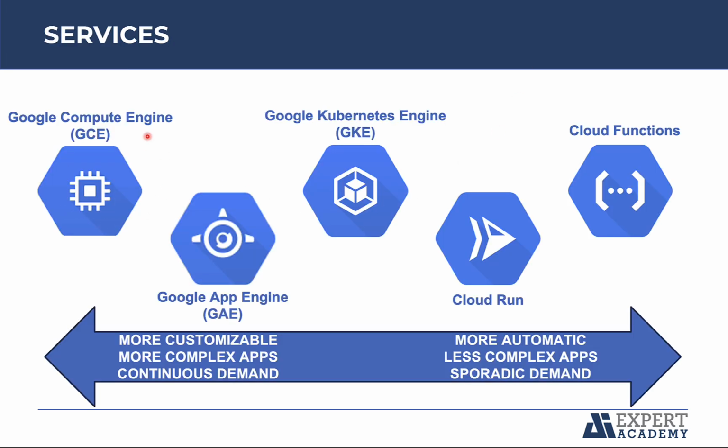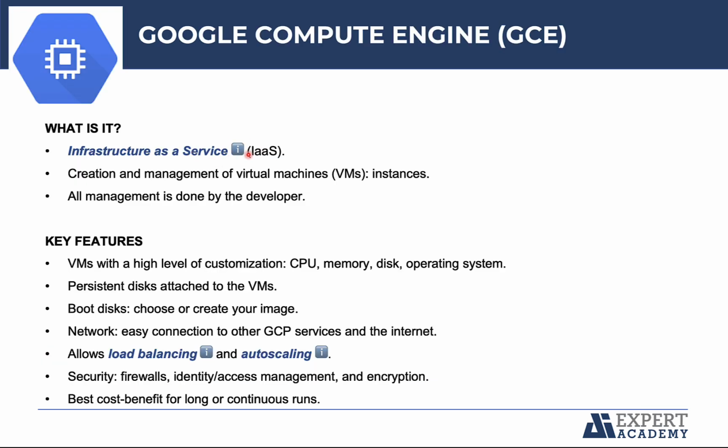As we can see, it is on the left, so it is more customizable, suitable for more complex applications and continuous demand. Whenever you see this icon on the slides, for example, in the words infrastructure as a service, load balancing, and auto-scaling, it means that the term is explained in the dictionary lesson. So I recommend that you read about all the terms before continuing, especially if you do not have knowledge about all these topics.